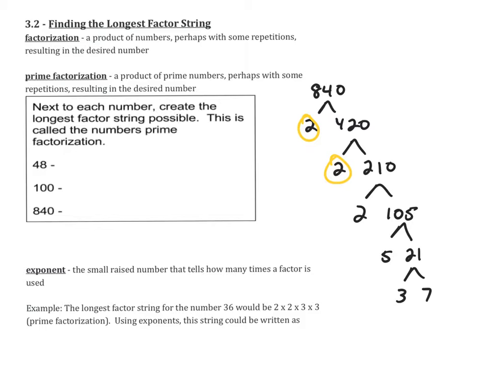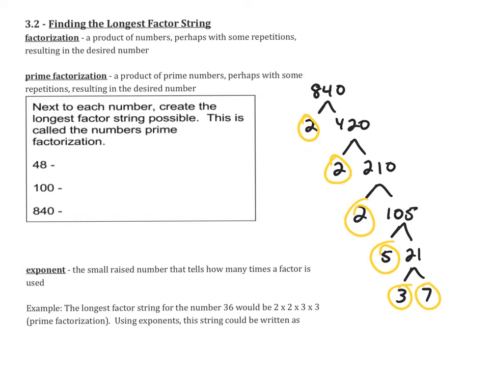210 can be broken down. It's an even number. 2 times 105. Circle the prime. 105 is divisible by 5. So I said 5 times what? 5 times 21. Circle the prime. And last but not least, the 21. Break that down into 7 times 3. 3 and 7 are both prime numbers. So I like to circle those.